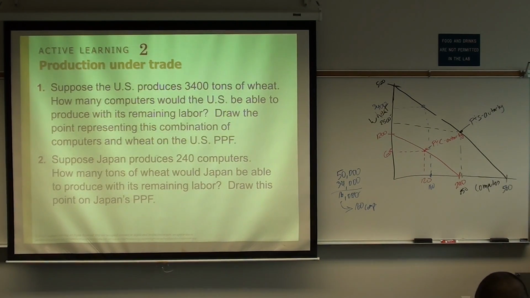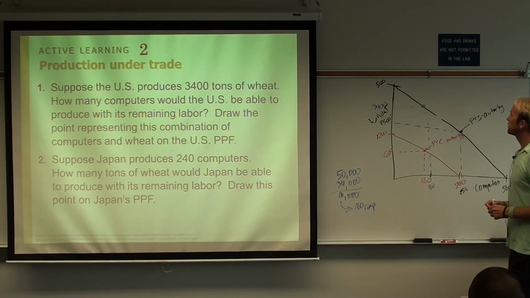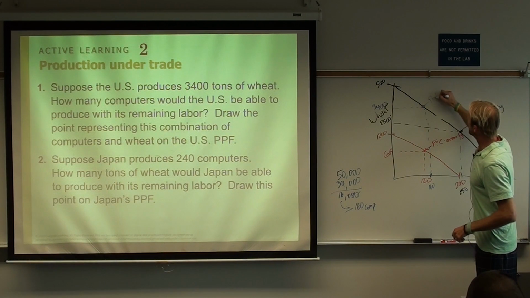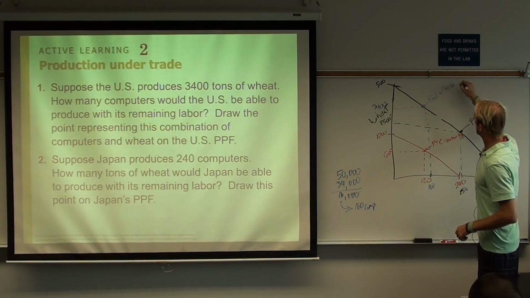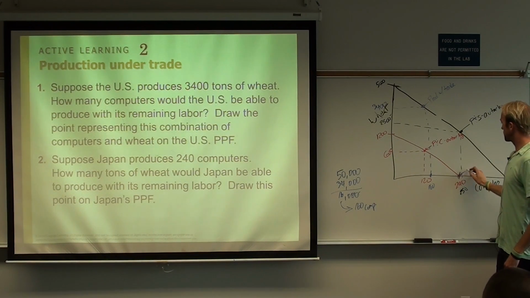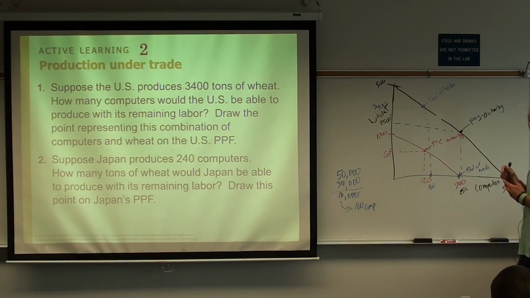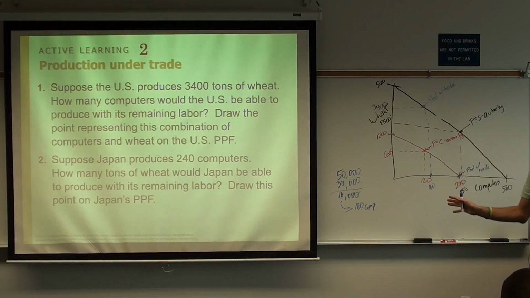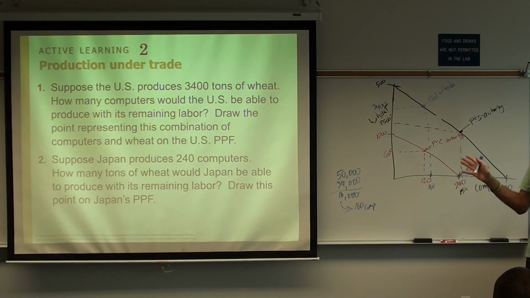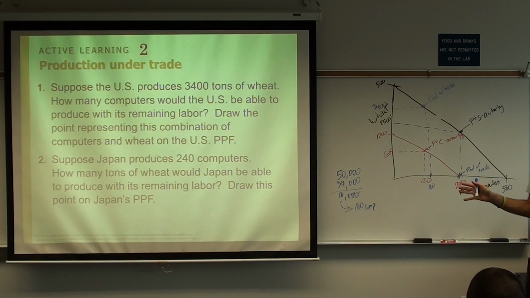Let's suppose Japan also now produces 240 computers. So where is Japan in its trading point? This is production with trade. They're here, right? Does that make sense to everybody? They're there at 240 computers. Are they making any wheat? No. Are their citizens going to starve, though? Yes, under autarky, right?